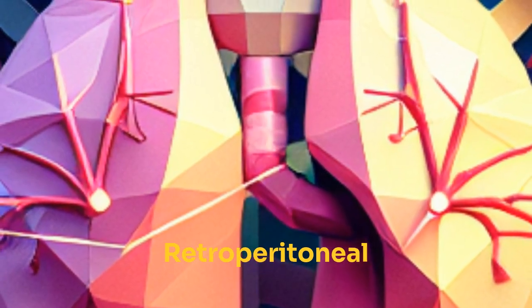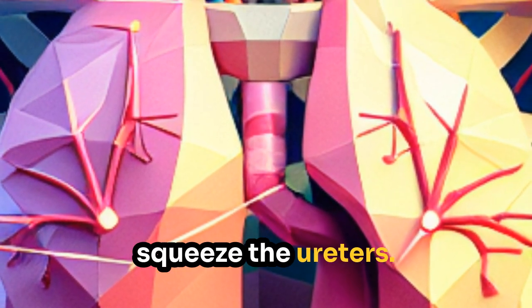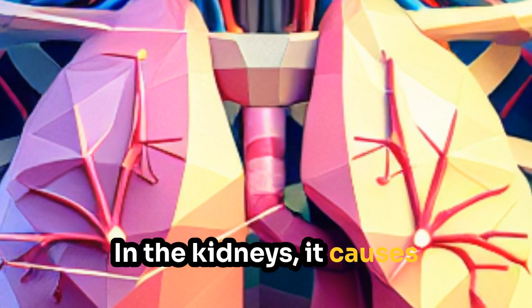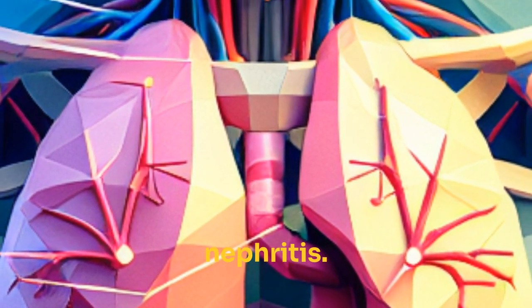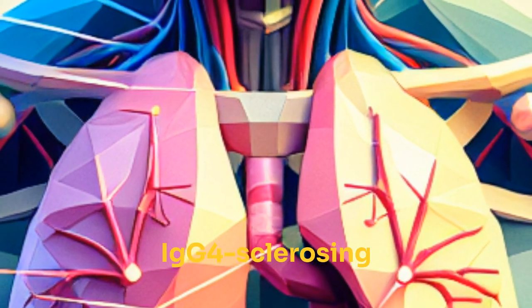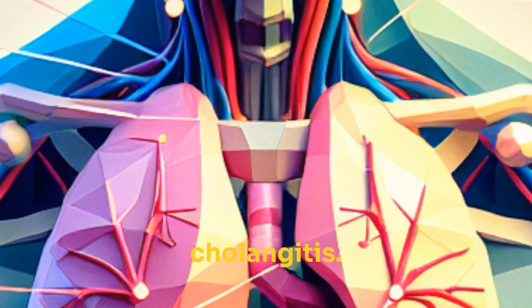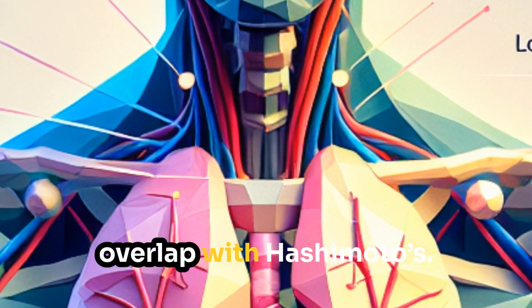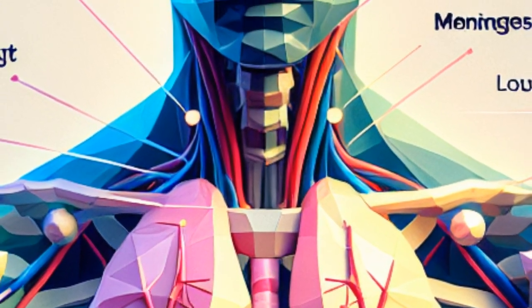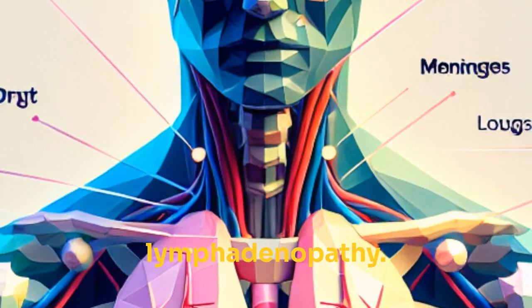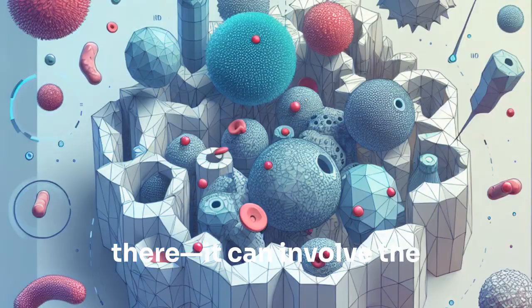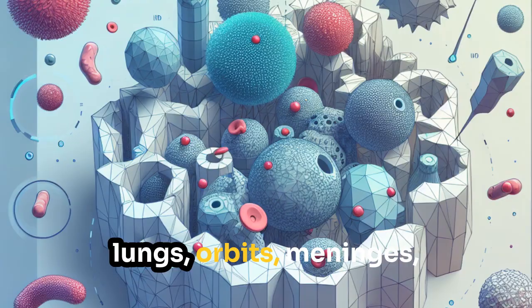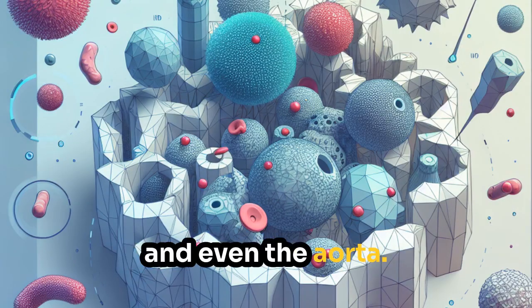Retroperitoneum, retroperitoneal fibrosis, which can squeeze the ureters. In the kidneys, it causes tubulointerstitial nephritis. In the bile ducts, IgG4 sclerosing cholangitis. Thyroid involvement can show up as Riedel's thyroiditis or even overlap with Hashimoto's. Lymph nodes, painless lymphadenopathy. And it doesn't stop there. It can involve the lungs, orbits, meninges, and even the aorta.